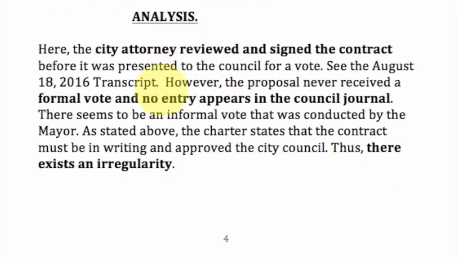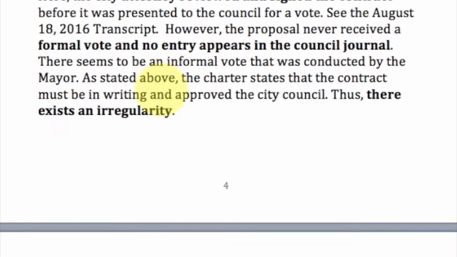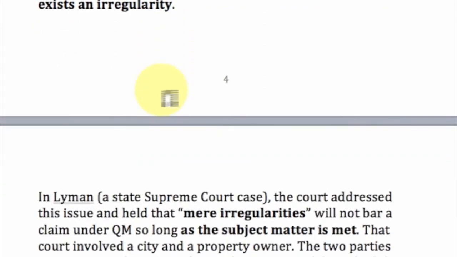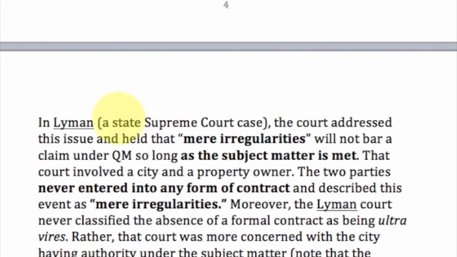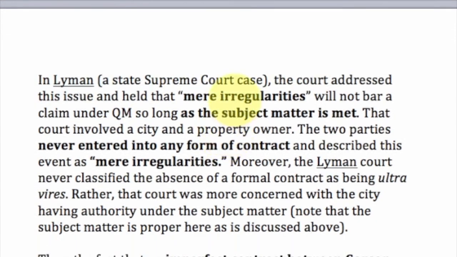And let's talk now a little bit more about that analysis. So it talked about the city attorney, how he signed it. However, there was no formal vote, right? And there was no entry in the council journal. So there's an irregularity, okay. But of course, we look at Lyman, the Supreme Court case of that state, and they say that mere irregularities are fine. Okay, that's what they're saying.